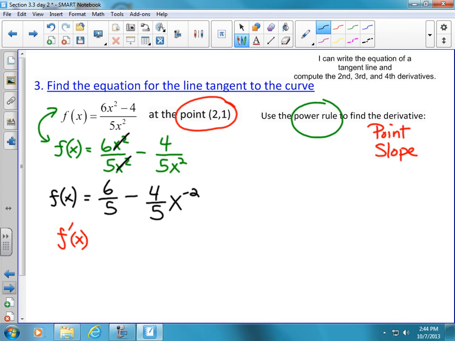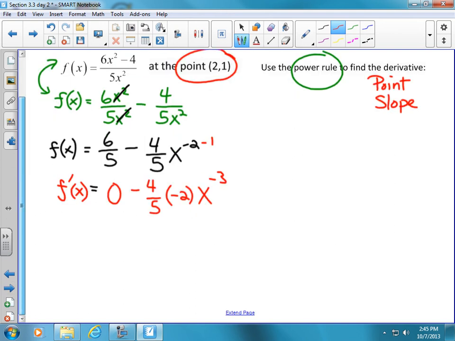The first derivative of, oops, this should say minus. The first derivative of 6/5 is 0, because that's a constant. So the derivative is 0. Minus 4/5 is just a multiplier. Now, we're going to take negative 2, because that's our exponent, and multiply it by x, and then we're going to subtract 1. So we have x to the negative 3. Okay, so negative exponents, you do the exact same way that you do regular exponents. All right, so let's rewrite this again, and we need to plug in x equals 2 because we're really looking for the slope.